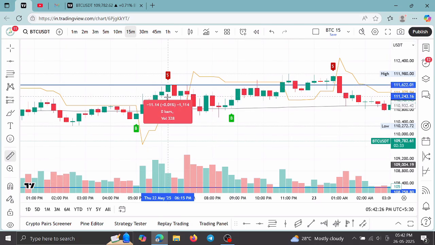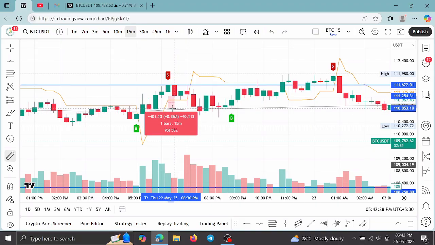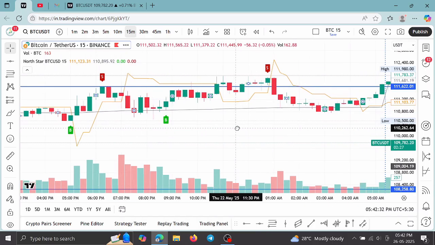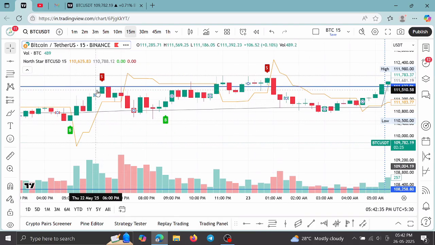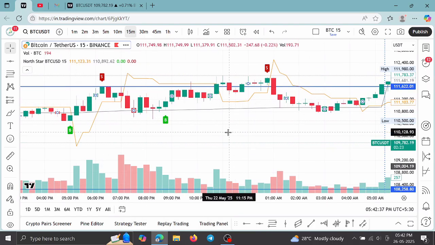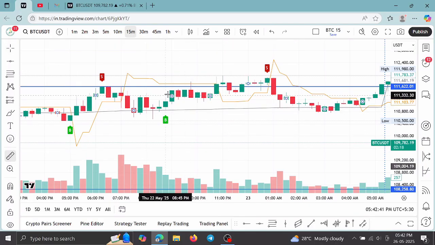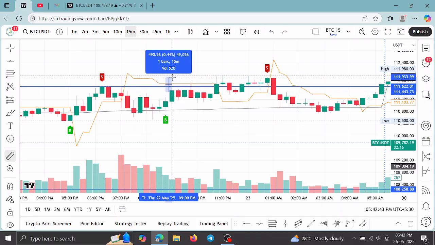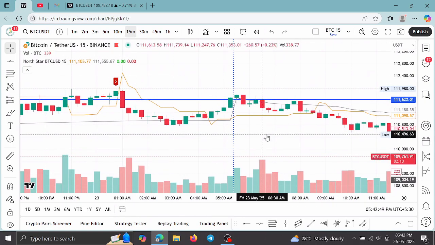Now you got a signal. You take it, and you are up 0.38%. See, the market is absolutely sideways, but you are still making a profit with this indicator, right? So next you got a buy signal. Now you take it. This is also around 0.4% you'll be getting.